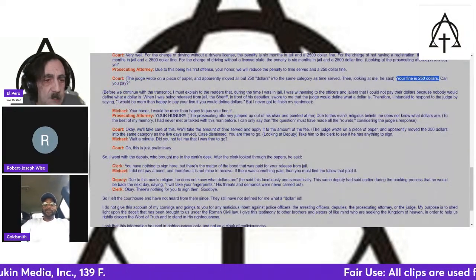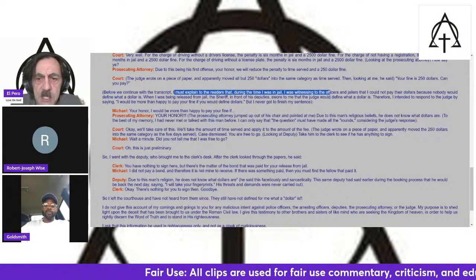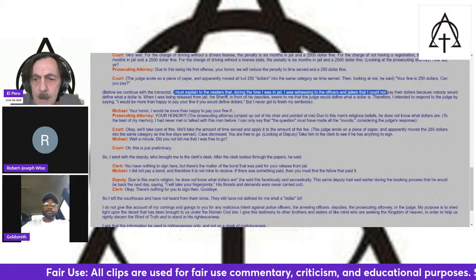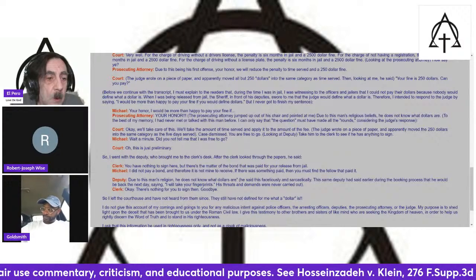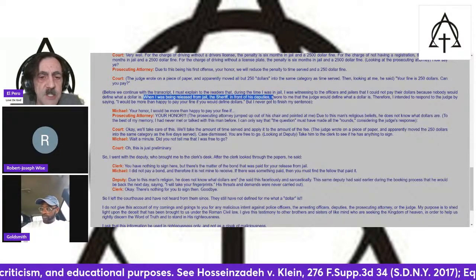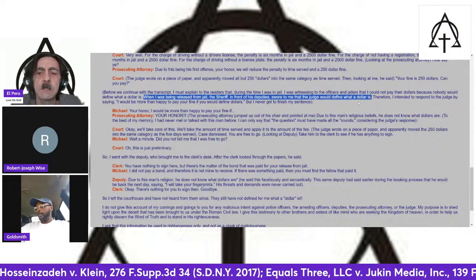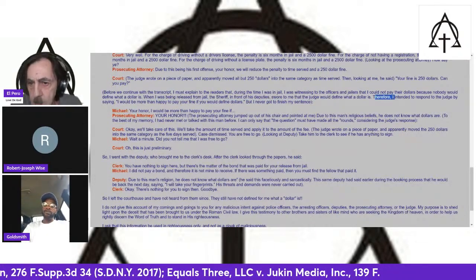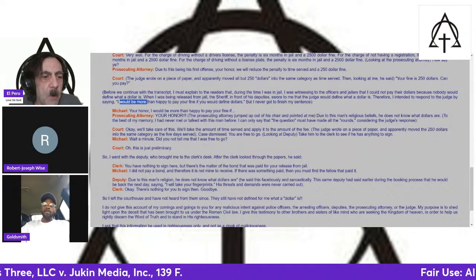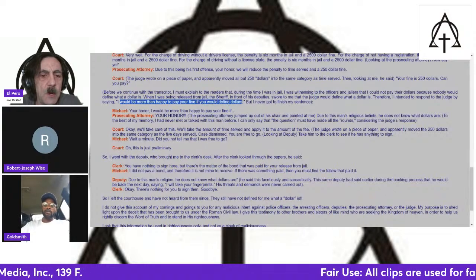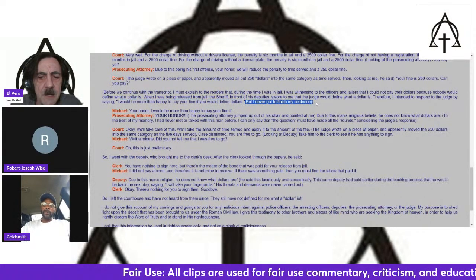Before we continue with this transcript, I must explain to the readers that during the time I was in jail, I was witnessing to the officers and jailers that I could not pay their dollars because nobody would define what a dollar is. When I was being released from jail, the sheriff in front of his deputy swore to me that the judge would define what a dollar is. Therefore, I intended to respond to the judge by saying, I would be more than happy to pay your fine if you would define dollars. But I never got to finish my sentence.